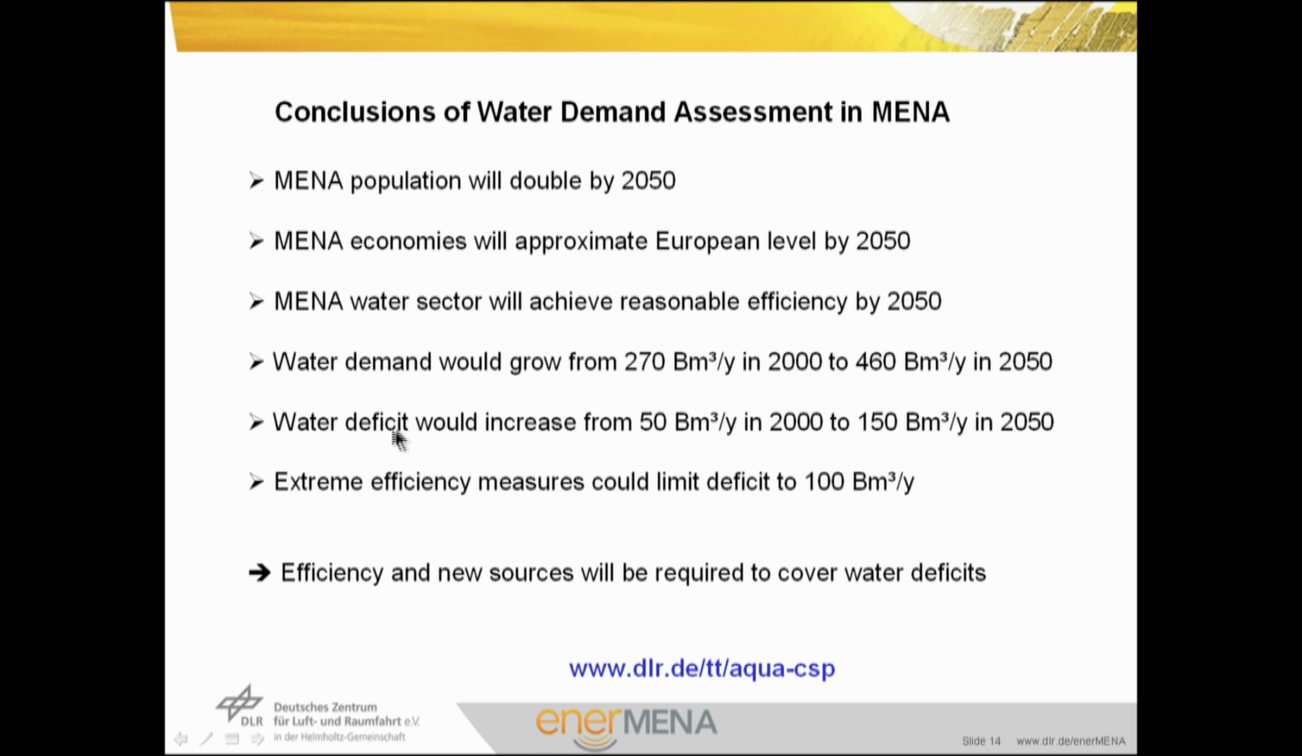The deficit accordingly would increase from 50 billion cubic meters per year in 2000 to 150 billion cubic meters per year. This is 2 times the volume of the Nile River. So this is really a challenging and very critical situation in the region. Even extreme efficiency measures could limit the deficit only to 100 billion cubic meters. So it would be reduced a little bit, but it cannot be eliminated completely. That means as a consequence that the efficiency and new sources of water will be required to cover the growing water deficits in the MENA region. And of course, one of those new sources is seawater desalination.